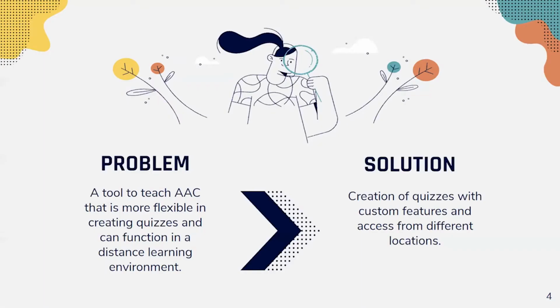So at the start of last semester, we were given a problem to develop a product that allowed for flexibility in creating quizzes when it came to the number of rows and columns in a grid, and was appropriate for distant learning. So to solve this problem, we wanted XGridZ to be distant learning friendly and to add features where the quizzes can be more easily customizable.